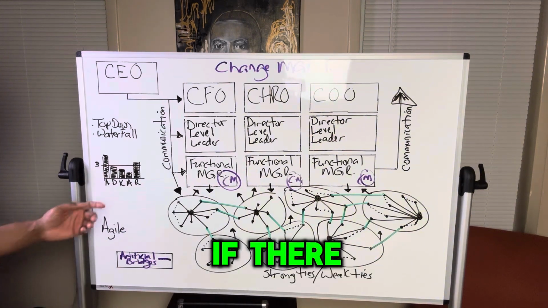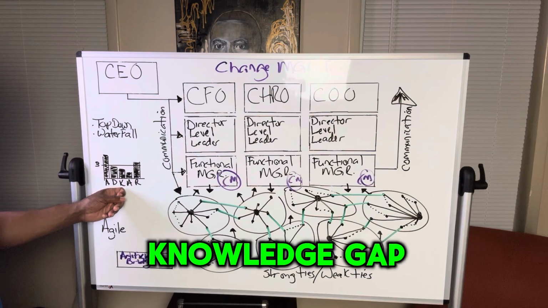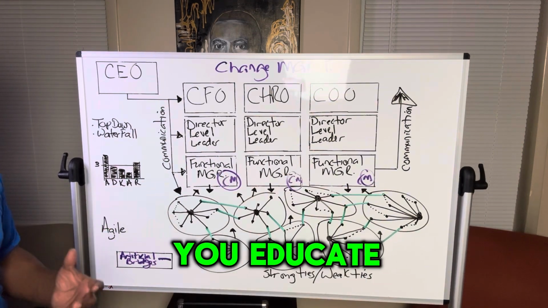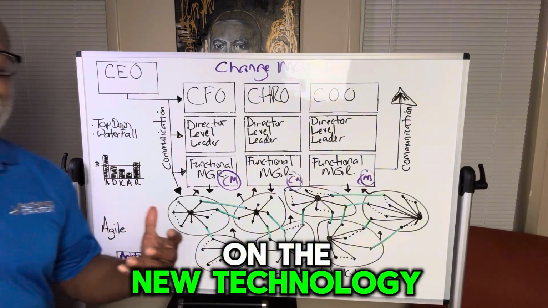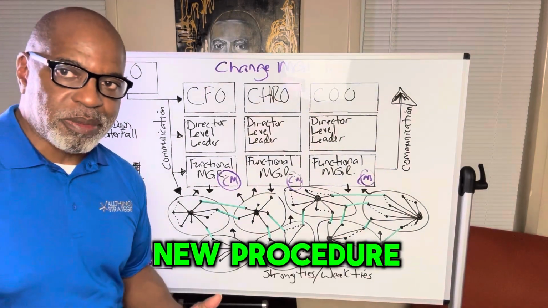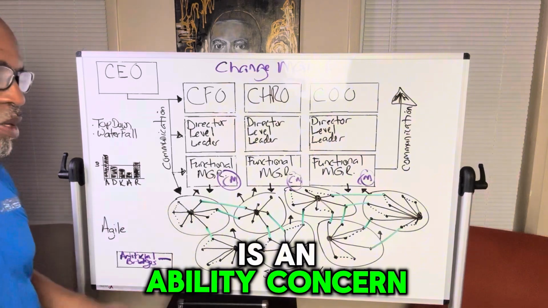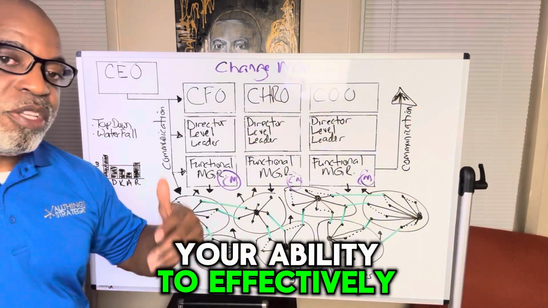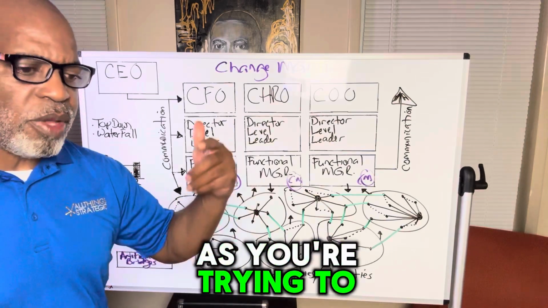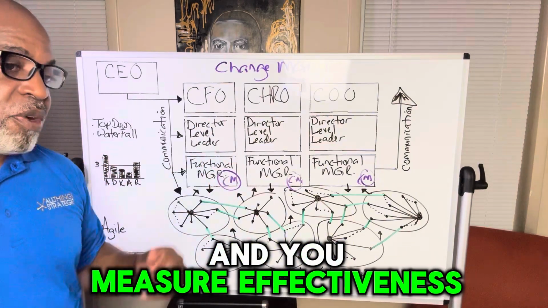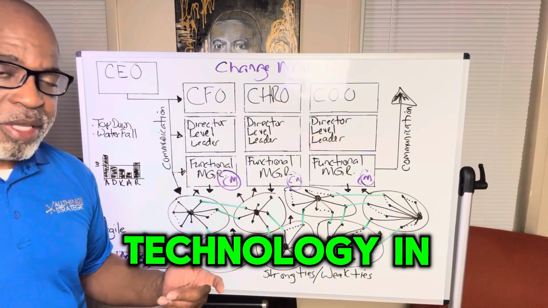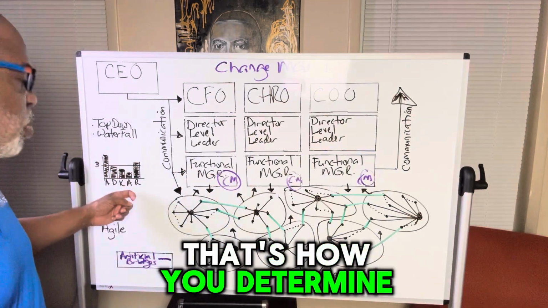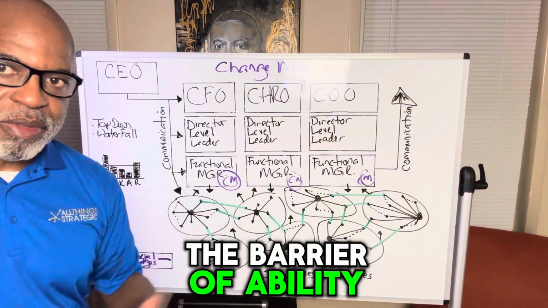So basically, if there is a knowledge gap according to an ADKAR ProSci assessment, you educate frontline workers on the new technology, new process, and the new procedure. If there is an ability concern or barrier, you have to test their ability to effectively use the technology as you're trying to execute on it. And you measure their effectiveness, their utilization of the technology, and their proficiency of the technology. That's how you determine if you've gotten beyond the barrier of ability.